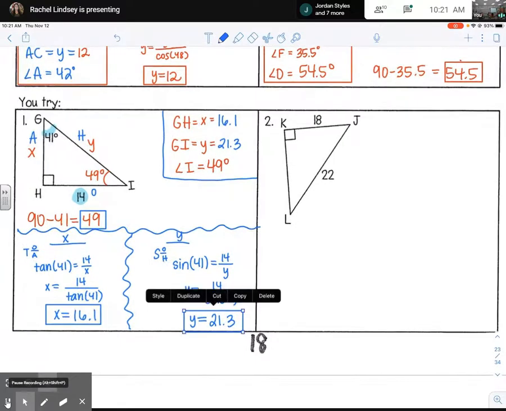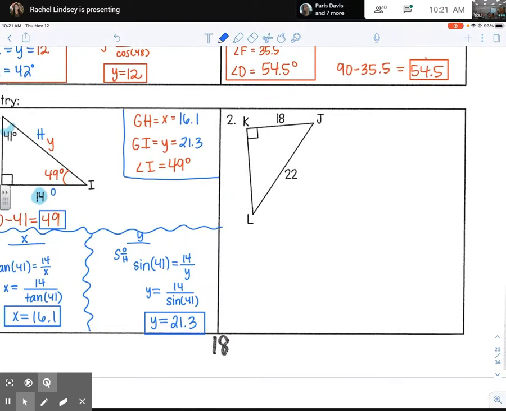One more and we'll be done with this stuff for now. I'm not going to do page 19. If you did do page 19, you can check your answers. Okay, so if I am trying to solve this triangle, I've got to find side KL, angle J, and angle L. Those are my three things I'm trying to find.